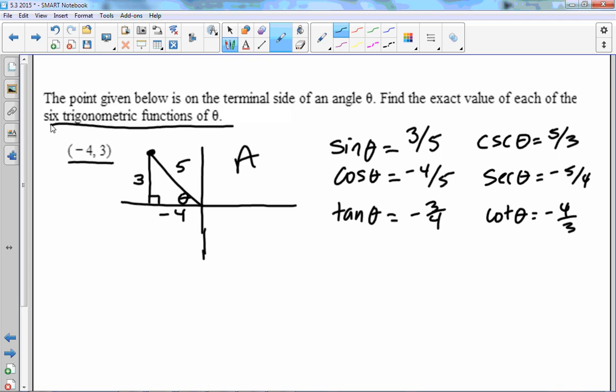What all seniors take, calculus. Now we're in the second quadrant. So S in the second quadrant tells me, what does that tell me? What sign should it be?